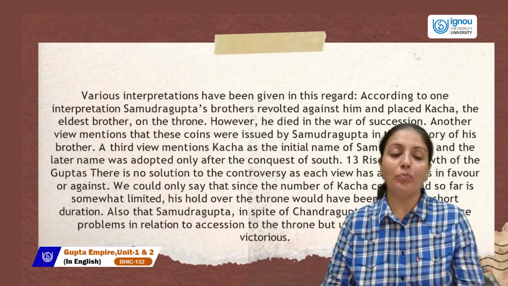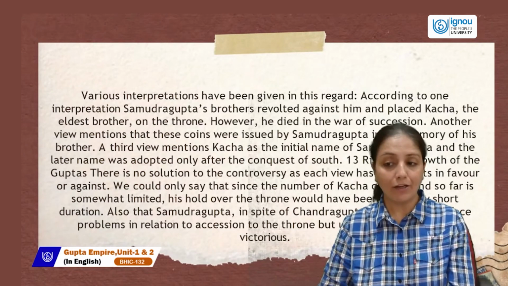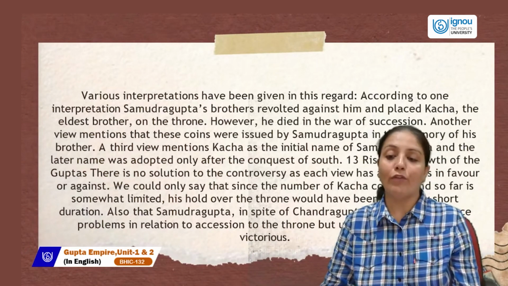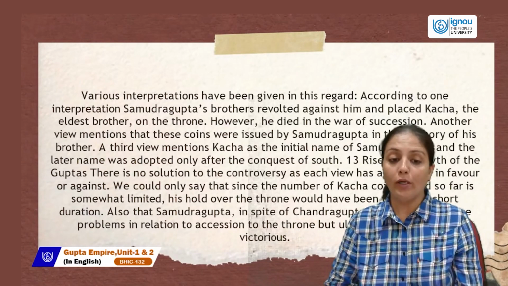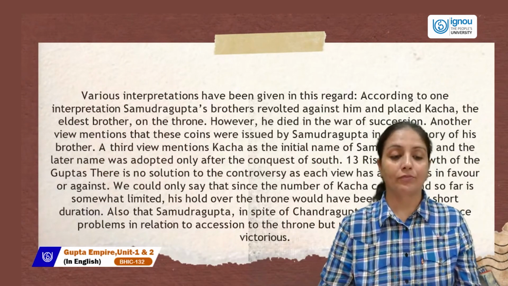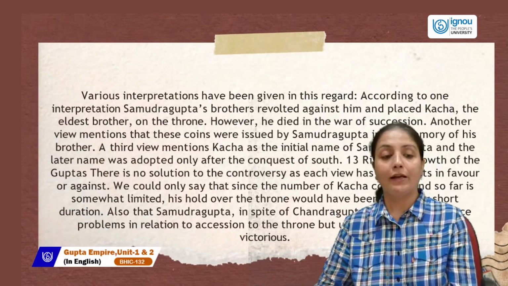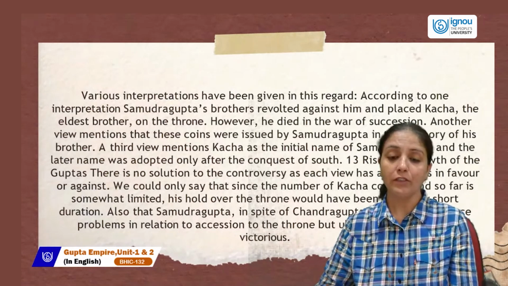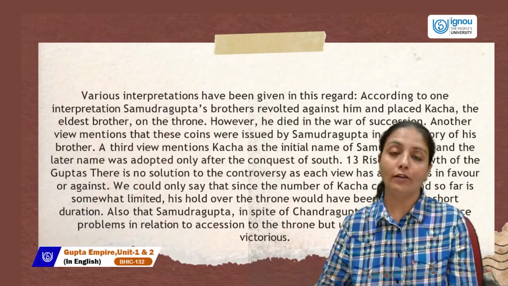Regarding the rise and growth of the Guptas, there is no solution to the controversy, as each view has arguments in favor or against. We could only say that since the number of Kacha coins found so far is limited, his hold over the throne would have been for a very short duration. Also, Samudragupta, in spite of Chandragupta's abdication, did face problems in relation to accession to the throne, but ultimately he emerged victorious.